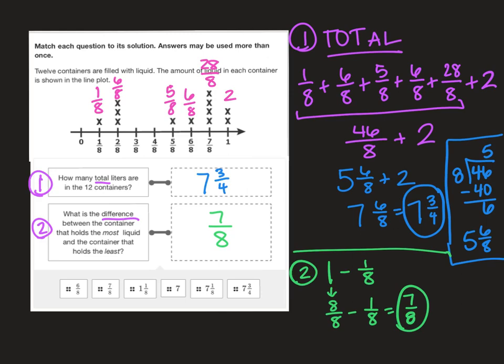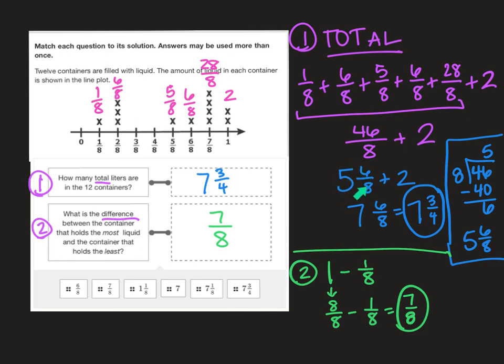All right, when I added all of these up, because they happen to have the common denominator already, all I did was add my numerators up, and I got 46 over 8. I brought down my whole number 2. I knew I had to change this to get a final answer. I had to get this into, instead of improper, a mixed number. So that's what this is over here in the box, just changing it from improper to a mixed number.